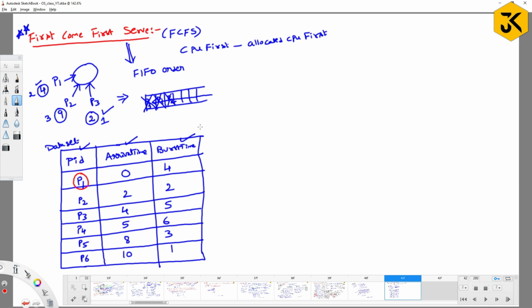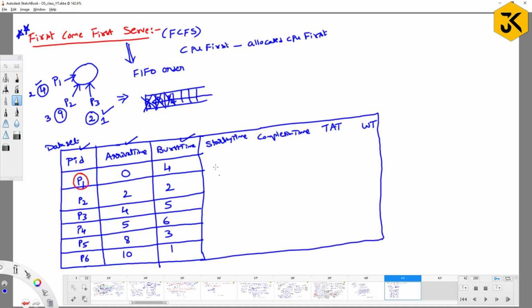Okay, then finally you have to calculate various things. One is the starting time of the process, another is the completion time of the process, then the turnaround time of the process, and the waiting time of the process. You have to calculate these 4 factors. Guys, they may ask anything in the examination, so we are going to solve all the possible questions for this algorithm with a single table.